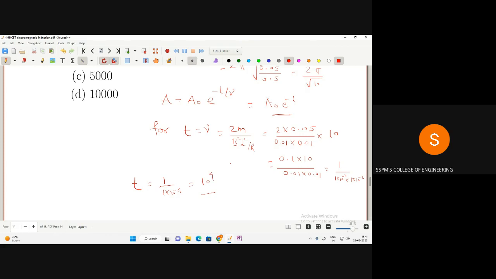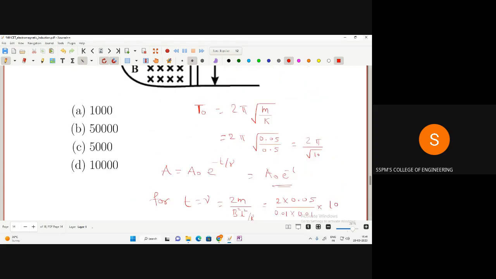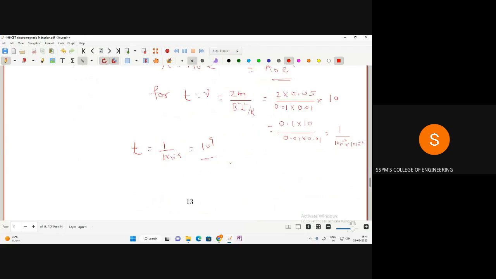Then you have to find the oscillation from time period and the time required. The number of oscillation can be determined by taking the ratio of the time required for the oscillation divided by the time period for one oscillation, where time required for the number of oscillation is 10 to the power 4 and time required for one oscillation is 2 pi divided by square root of 10.